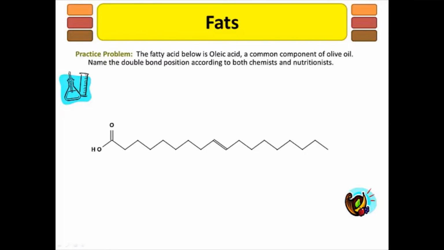Counting from the carboxyl end, we see that the double bond starts on C9, making this a delta 9 fatty acid. Counting from the methyl end, the double bond starts on C9, making it an omega 9 fatty acid also. This doesn't really happen very often that they both start on C9, but it did in this example.